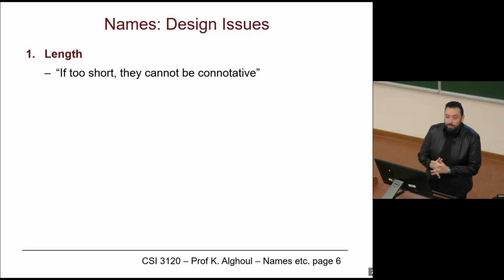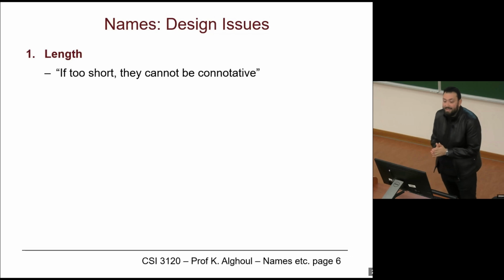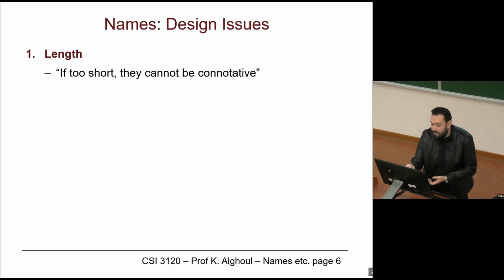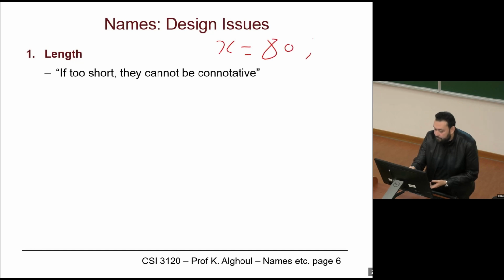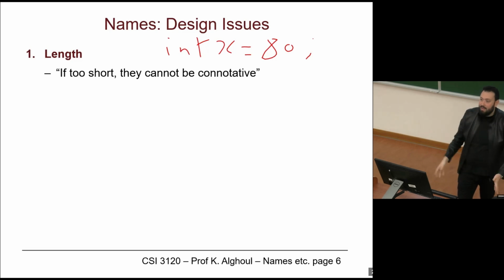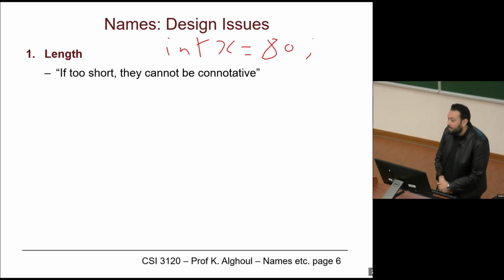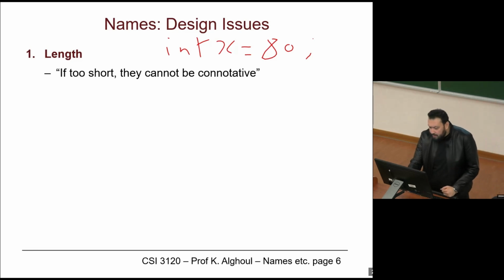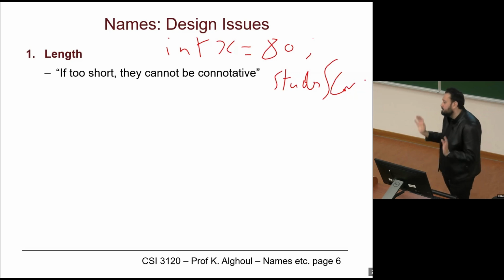It is like the example that I gave you. If it's too short, they cannot be connotative. What do you mean by that? If I say X equal 80, if you're reading this without looking at the whole code, can you understand what I'm trying to say? Why? Because it's too short. But if I tell you, for example, student score equal 80, it's self-explainable.